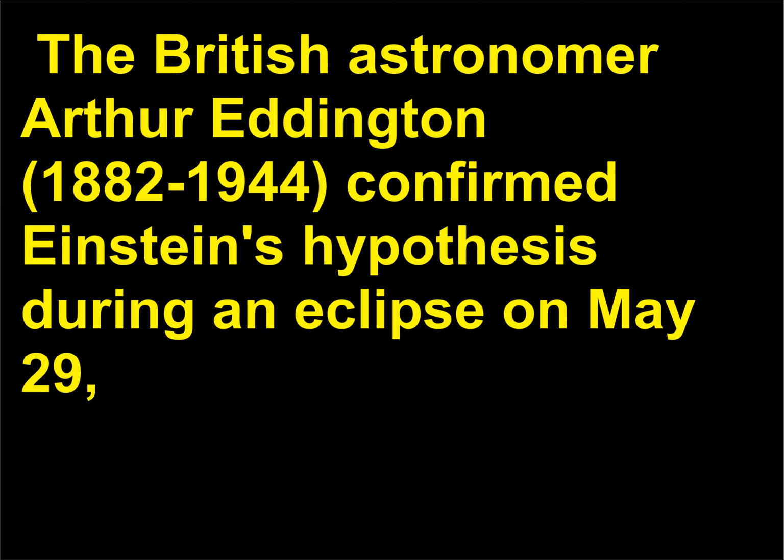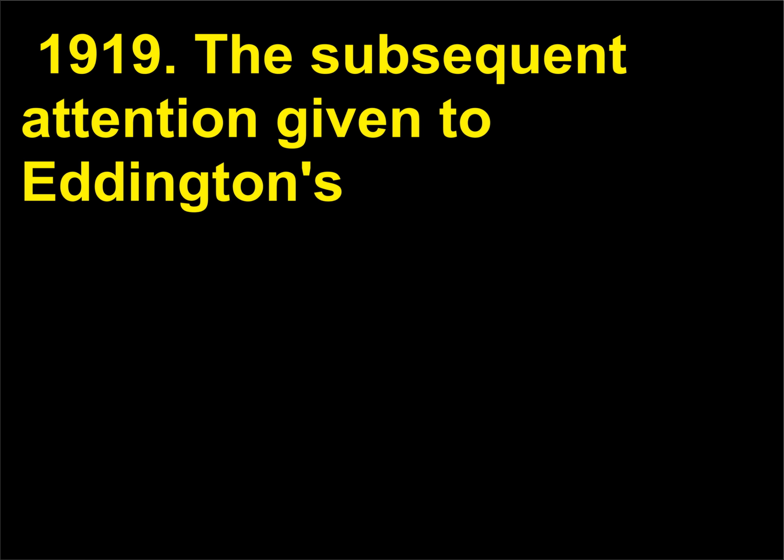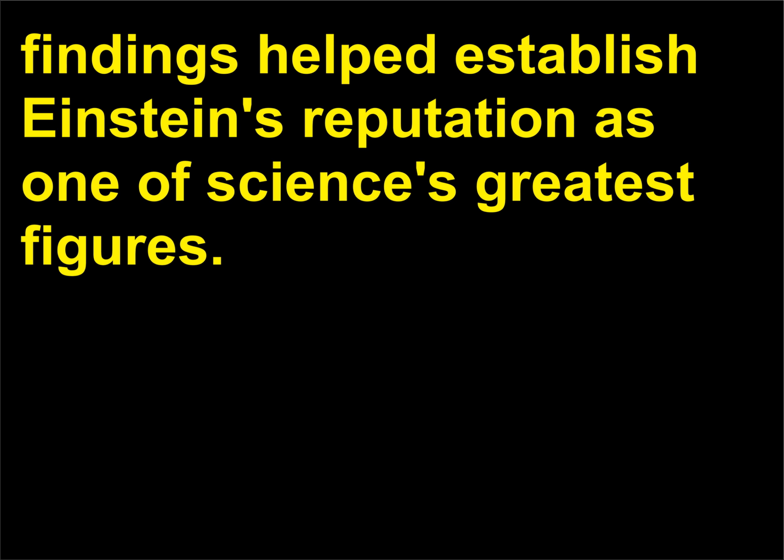The British astronomer Arthur Eddington, 1882–1944, confirmed Einstein's hypothesis during an eclipse on May 29, 1919. The subsequent attention given to Eddington's findings helped establish Einstein's reputation as one of science's greatest figures.